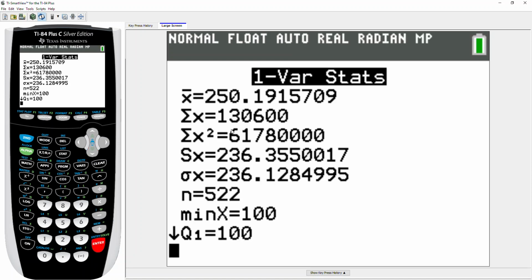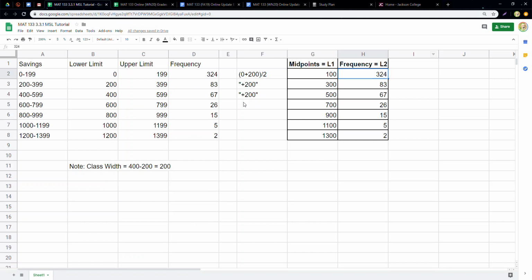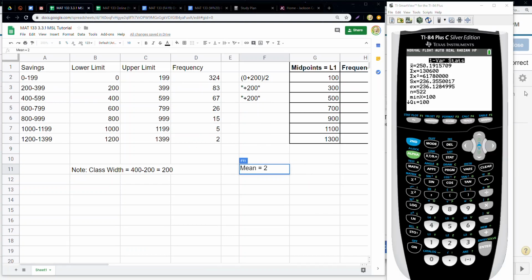And there you go. Your mean is 250.192. And then I believe it said it was a sample. So I have to go back and double check real quick. Oh, I've already lost it. There, I put it back up on screen. 250.192. I don't know how many decimal places they want. I'll figure that out in a second.